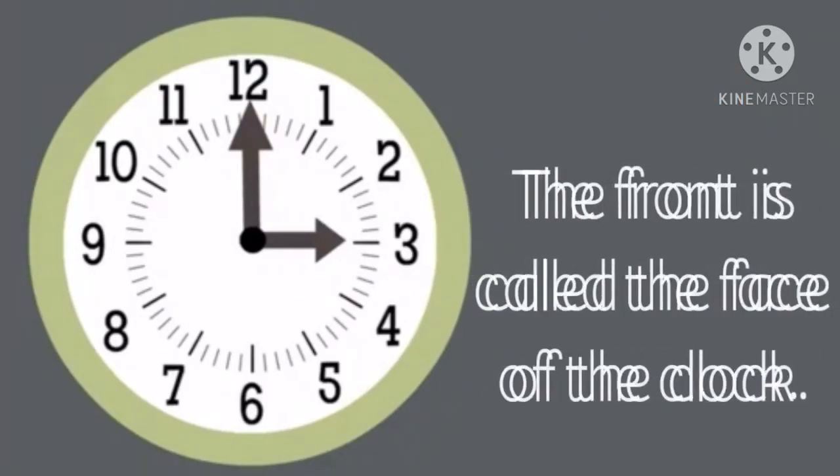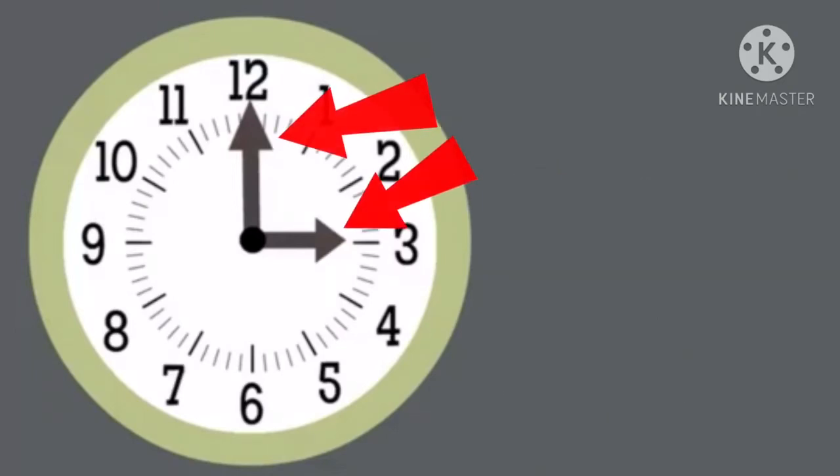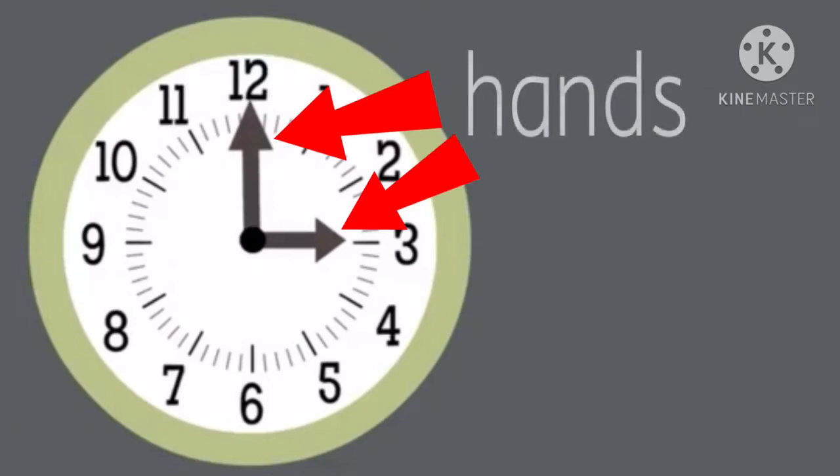The front is called the face of the clock. Just like you have a face, an analog clock has a face. That's right, children. The face includes the numbers, the parts that spin, and all these markings on the clock. The face has two main parts that point to the numbers and spin around. They are called hands.